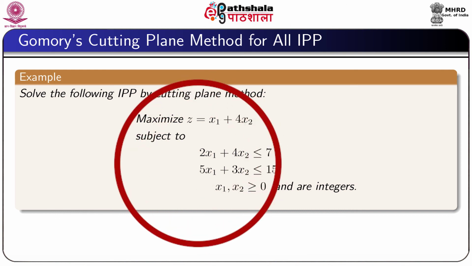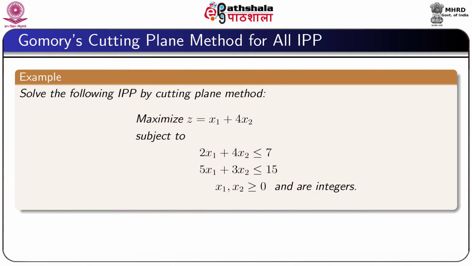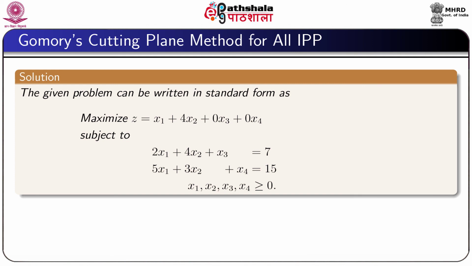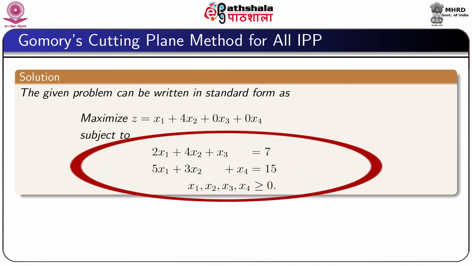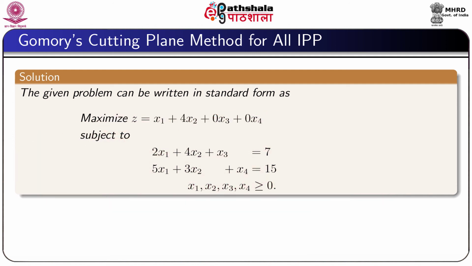Maximize z equal to x1 plus 4x2, subject to 2x1 plus 4x2 is less than or equal to 7, 5x1 plus 3x2 is less than or equal to 15, and x1, x2 are greater than or equal to 0 and are integers. Now, the problem can be written in standard form for simplex as maximize z equal to x1 plus 4x2 plus 0x3 plus 0x4, subject to 2x1 plus 4x2 plus x3 equal to 7, 5x1 plus 3x2 plus x4 equal to 15, and x1, x2, x3, x4 all are greater than or equal to 0.